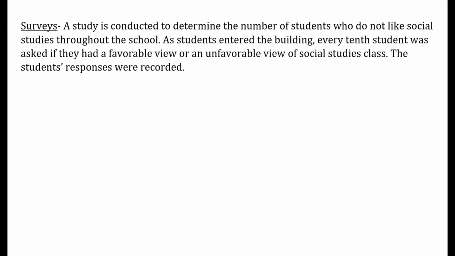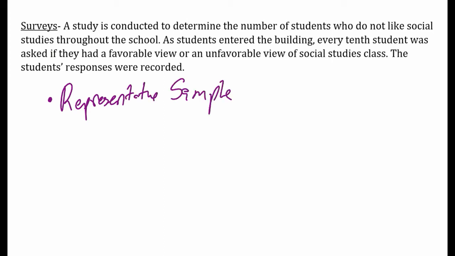So here's the key thing with surveys. We need a representative sample. How are we getting that representative sample using randomness? We need a random sample that represents the entire population. So as students entered the building, they just picked every 10th one. That's a very good way to get a random sample because every 10th person is entering the building. You're getting a representation of the entire school. But you're doing it randomly.